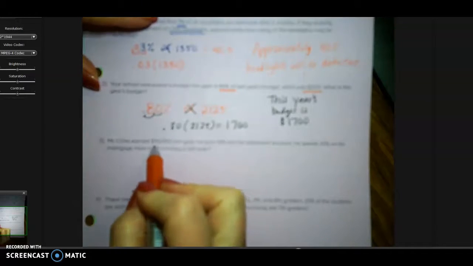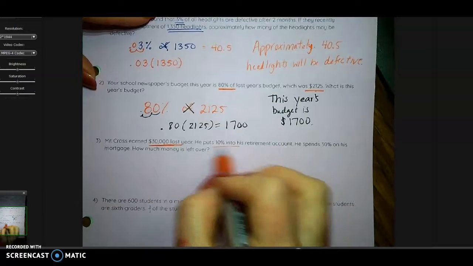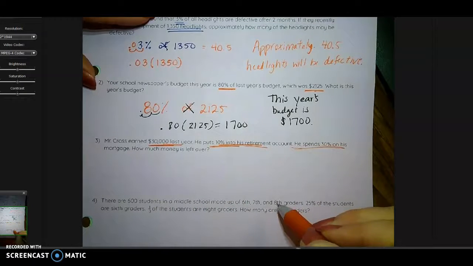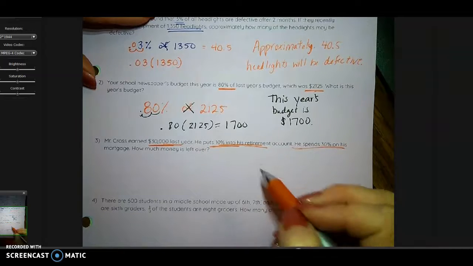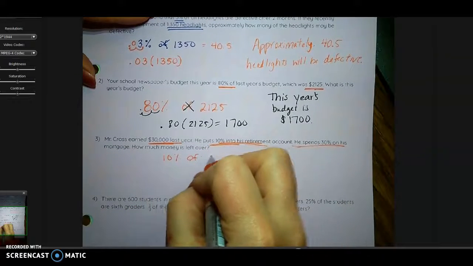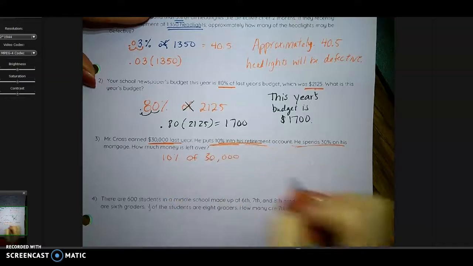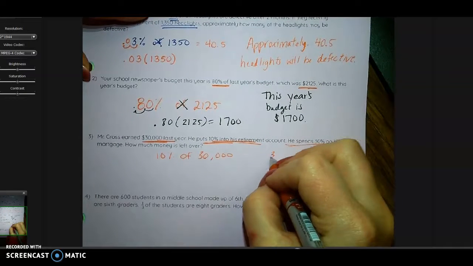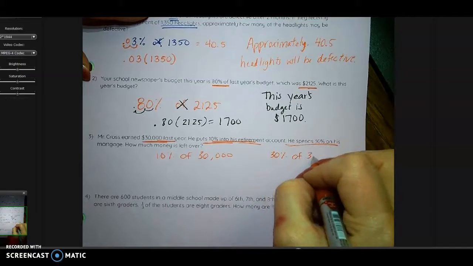Mr. Cross earned $30,000 last year, and he put 10% into his retirement account. He then spent 30% on his mortgage. How much money does he have left over? So if he puts 10% in his retirement, I need 10% of that amount. And then it says he spent 30% on his mortgage, so I'm also going to need 30% of $30,000.